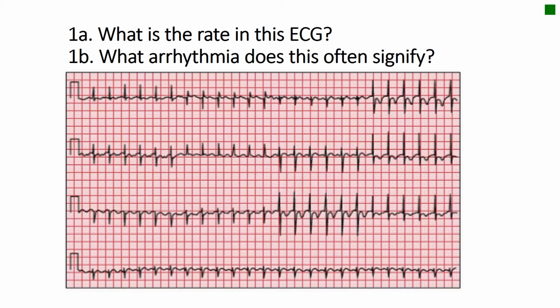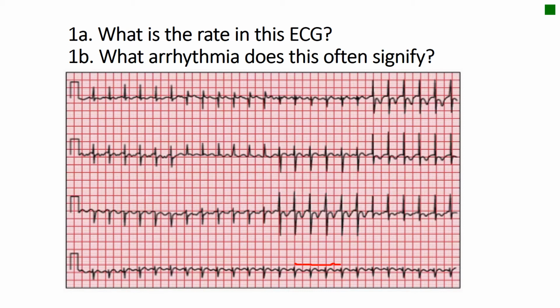And what about this ECG? How many big boxes is it between the 2 R waves? In the lower lead 2, it's 1, 2. Again, it's pretty consistent. The next one, 1, 2. And again, the next one is still 1, 2. So it's 2 big boxes between the R waves, and 300 divided by 2 is 150. The rate per minute here is 150 beats per minute.